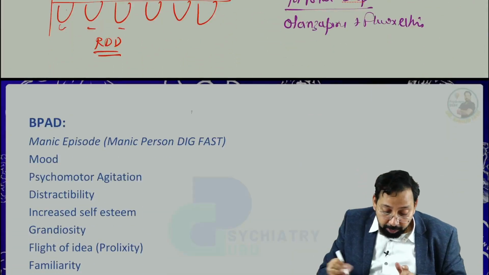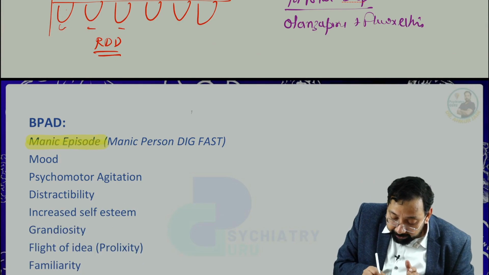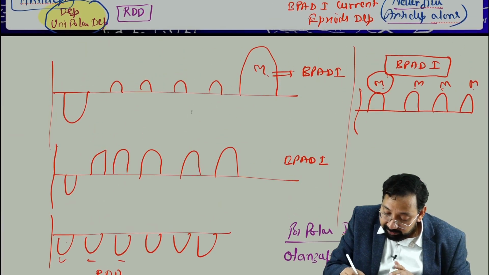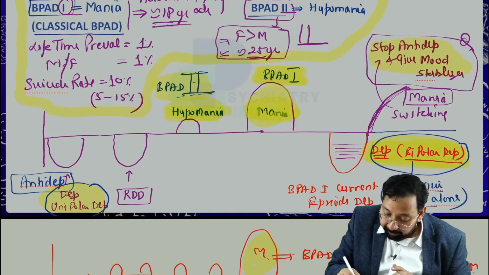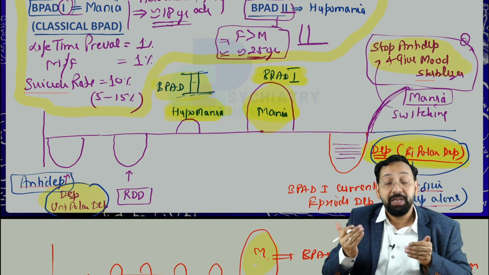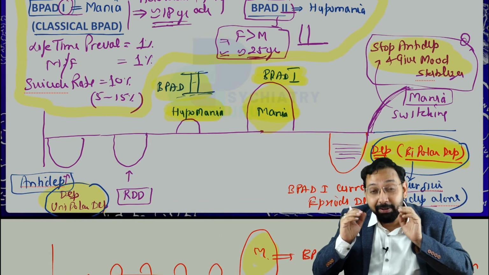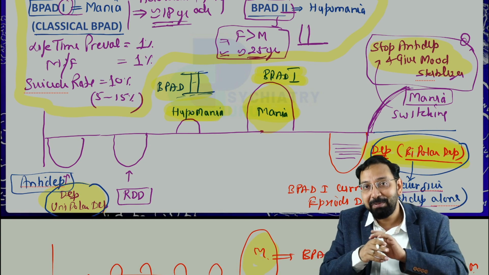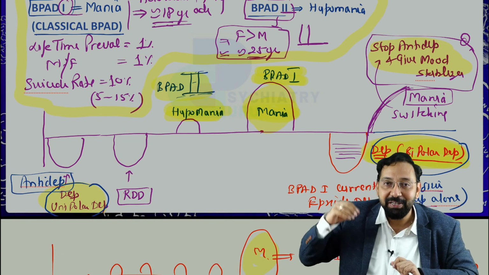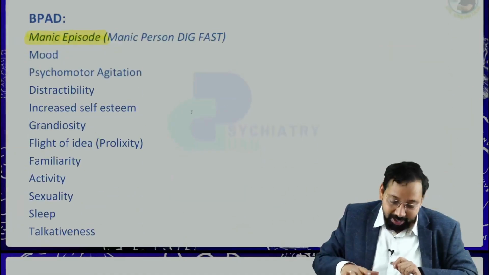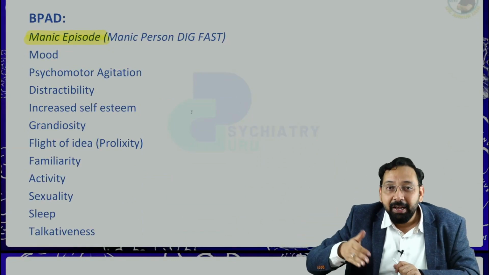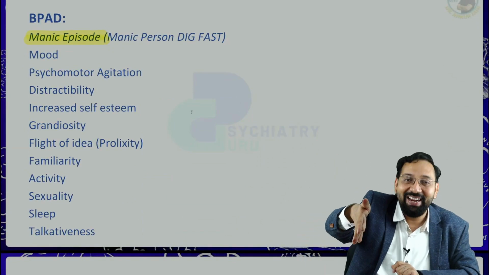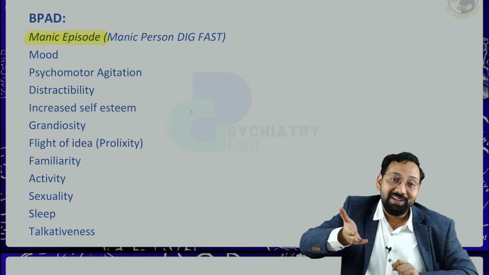Now we come to manic episode. In BPAD, suppose I said this is mania. How do we make the diagnosis of mania? In mania, the patient has typical symptoms. If you have seen a patient, you will never forget. Suppose a patient entered the OPD. He says, "Hello doctor, how are you?" Shake hand. Yes, over familiarity.